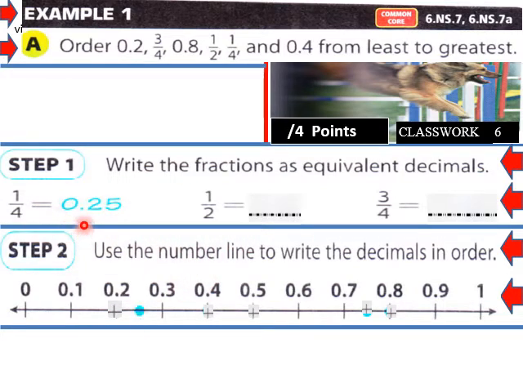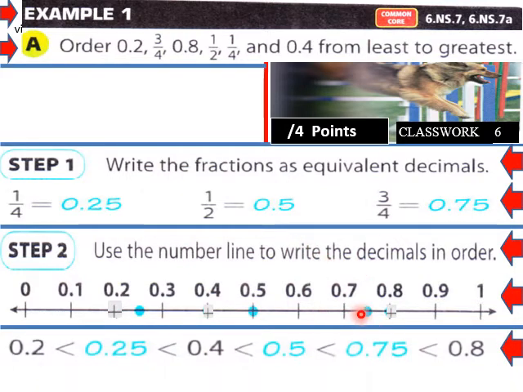So 1/4 is 0.25. That would be here on your number line. Then 1/2, what is that as a decimal? It would be 0.5. And then 3/4 as a decimal will be 0.75. Now going back up to here, 0.2 is less than 0.25, is less than 0.4, less than 0.5, is less than 0.75, is less than 0.8. So that would be the ordering there.